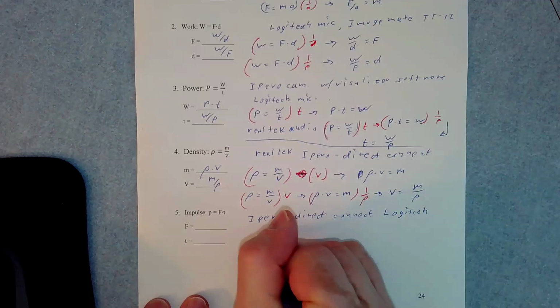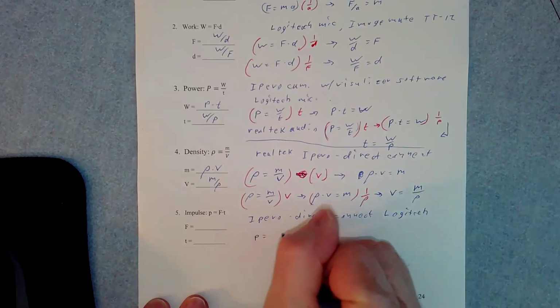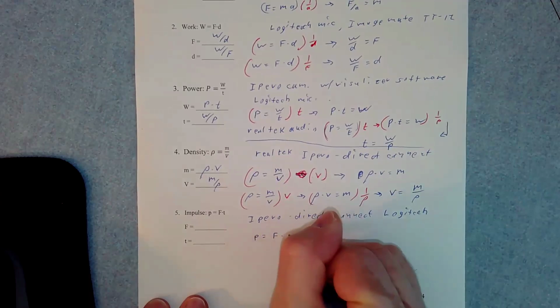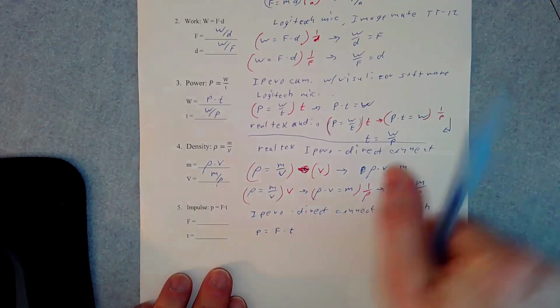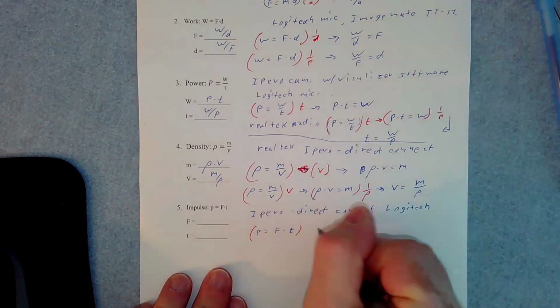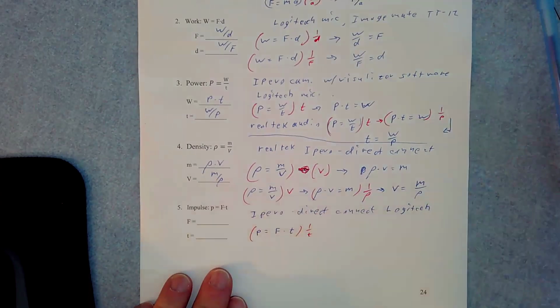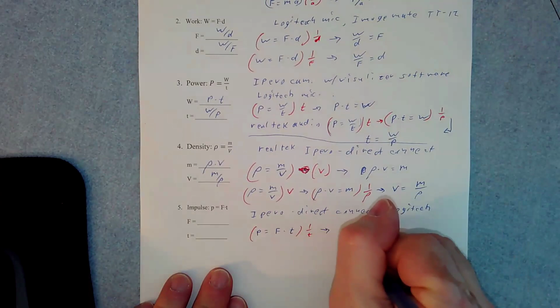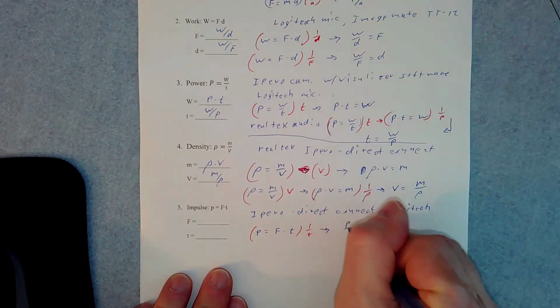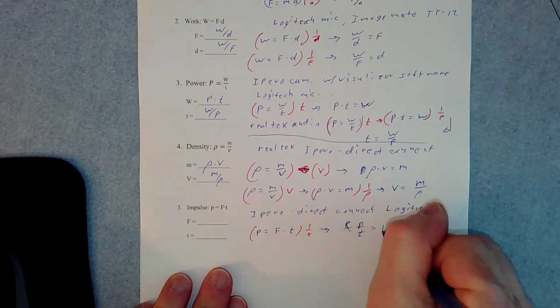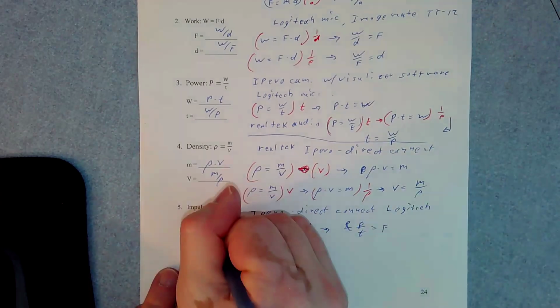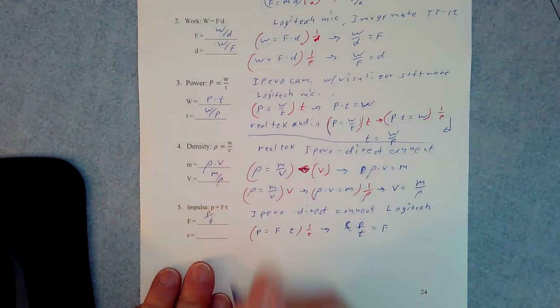So for impulse, little p here, we've got force times time. And we want to find force. So if we're going to get force by itself, we've got to take this equation, divide by t. And we're going to get p over t. This is actually a little p equals force. So force is little p over t.